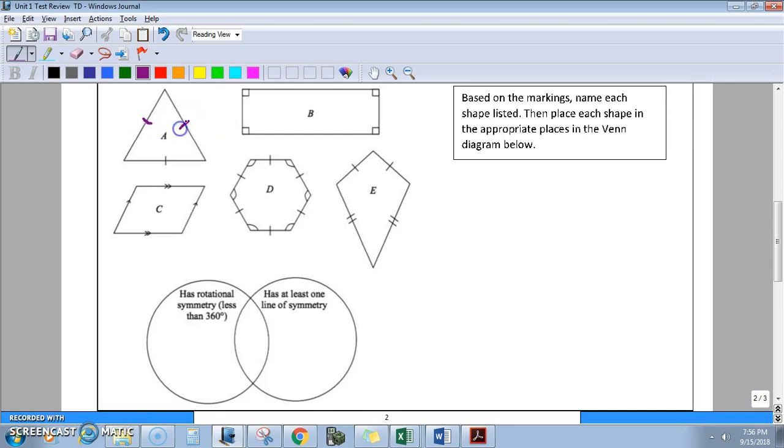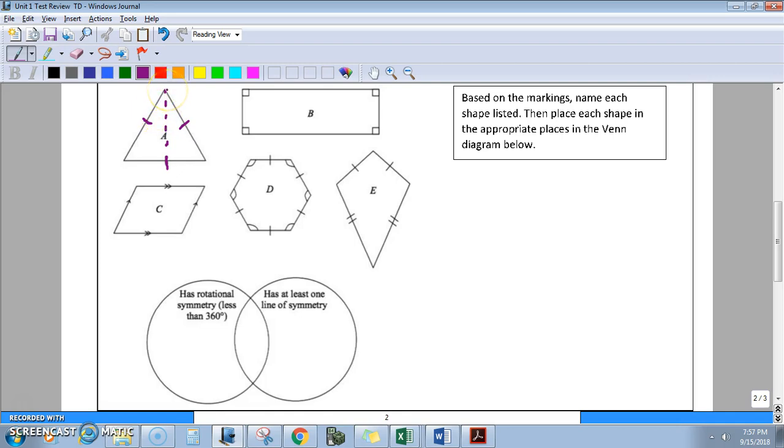This marking means those two sides are equal. And then since this side has the same marking, they are all equal. So all of those sides are equal. So it has at least one line of symmetry. It's an equilateral triangle, and it does have a line of symmetry because if I drew a line straight down and folded it on that line, it would fold on itself, right?